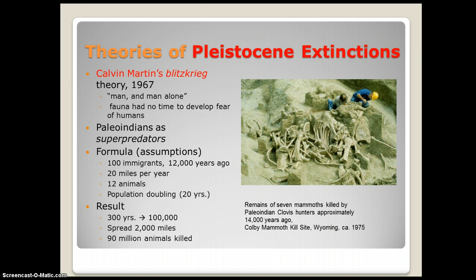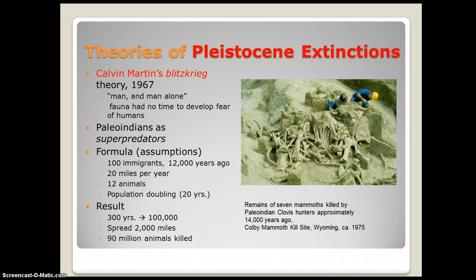Well, if you put all these figures into your calculator and you crunch them, over 300 years, you'll have 100,000 immigrants. They will travel a total of 2,000 miles, so they'll probably make it almost to the border of the United States in just 300 years. And they will, over the course of that time, together kill 90 million animals.